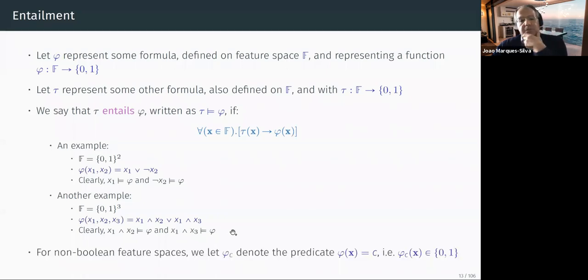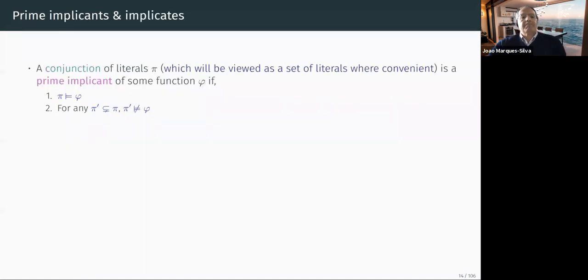If we have non-Boolean feature spaces, we can just define a predicate phi_c. So this is a parameterization such that phi_c equals c, and it can take values in {0, 1}.